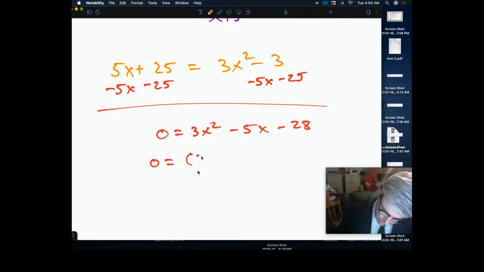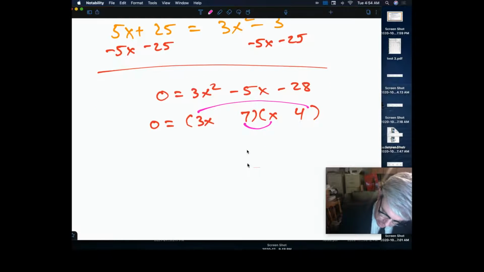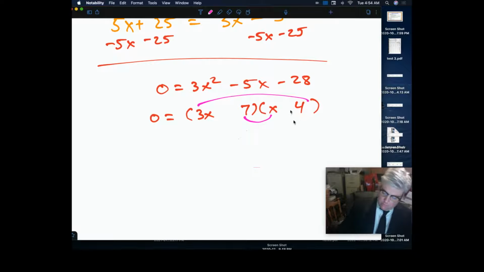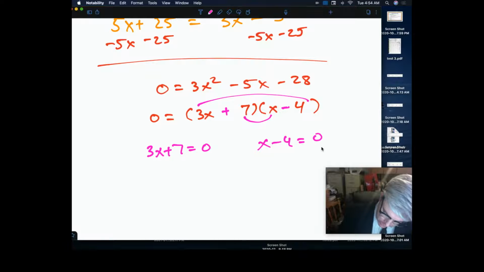And then I'm going to try to factor this. Let's go with 3x and x, and 7 and 4. And I can tell you that I'm going to choose 7 and 4 because I know I'm going to get 12 here and 7 here, and 12 minus 7 is 5. And if I do it the other way, I'm going to get 21 and then 4, and that's going to be way too big. So that's my thought process there. And I want a negative here and a positive here. So this is going to give me 3x plus 7 equals 0, and x minus 4 equals 0. So x is negative 7/3, or x is 4.